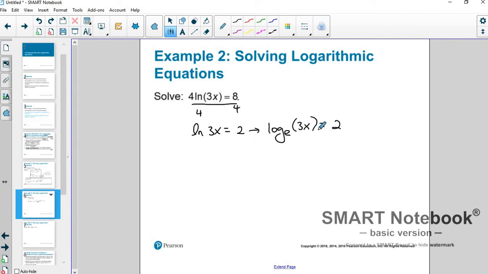So I've kind of given you a hint to get started. Why don't you guys finish it out from here? Use the definition of logarithm, hit pause, and see if you can solve this.